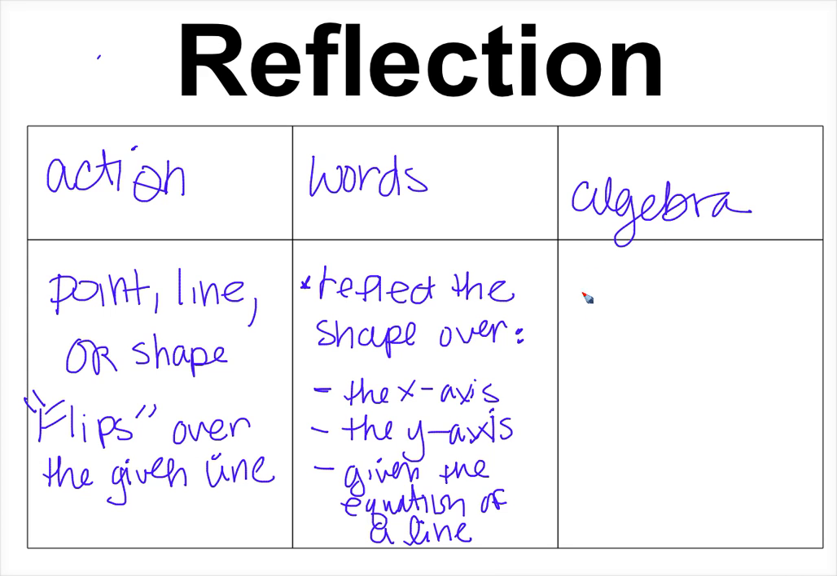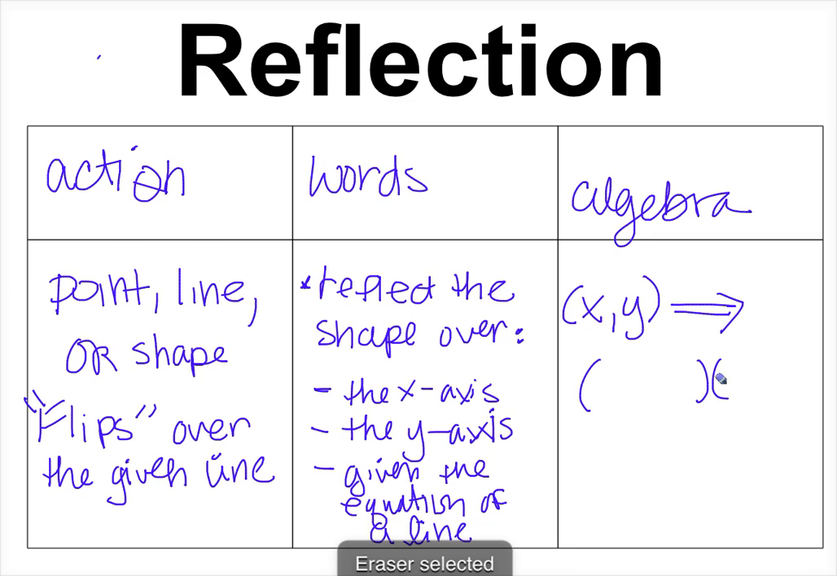Now for the algebra of it, you will see the x, comma, y, and then the arrow. I don't have a lot of room here, but let me erase this. We're actually going to fill the rest of this in a minute. We're going to find out what happens to the ordered pairs on our own. So we will come back to that.